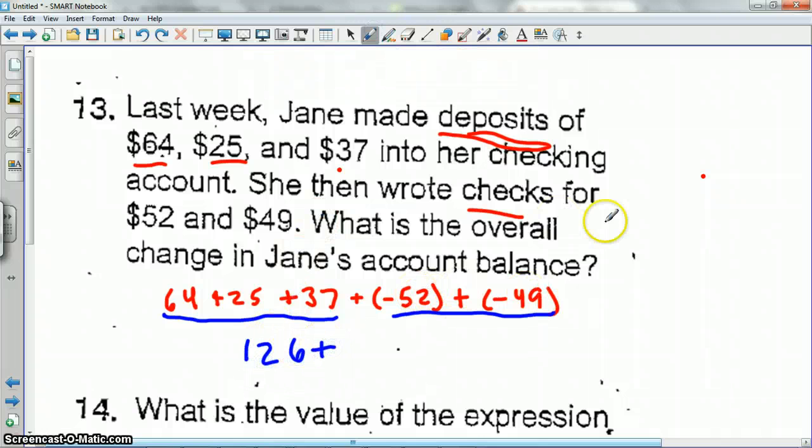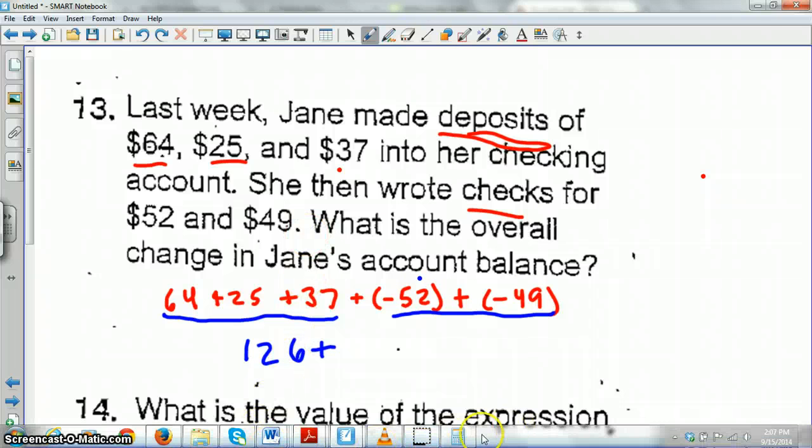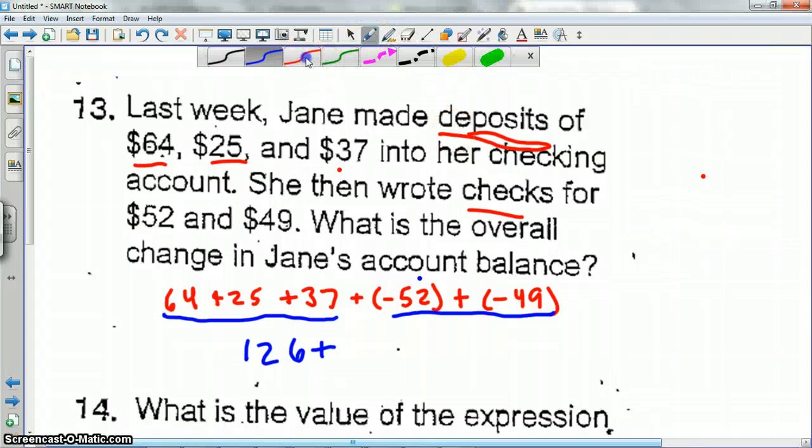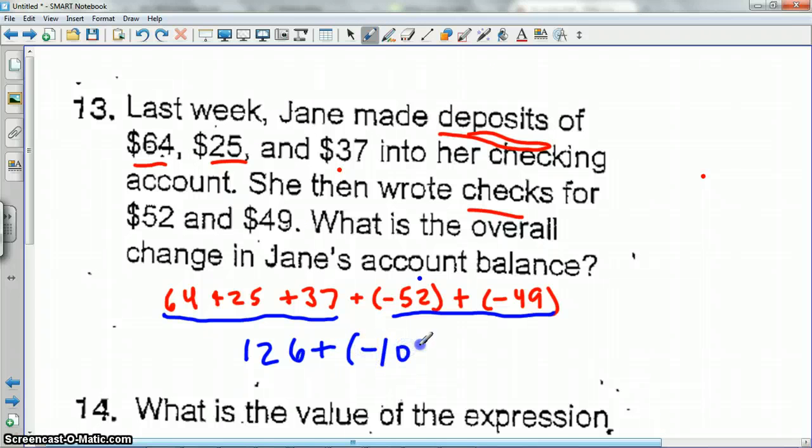And then we have 2 negatives, so since they're the same sign, we're going to add those together and keep those as well. So we have 52 plus 49, so that'd be negative 101. Now the 2 remaining integers have different signs, so we know we subtract, and since the bigger number is positive, it'll be positive. So 126 minus 101 would be 25. So her account changed by $25, and it went up 25 because it's positive.